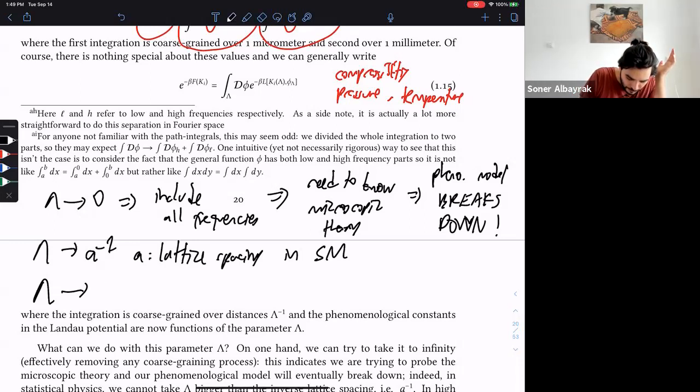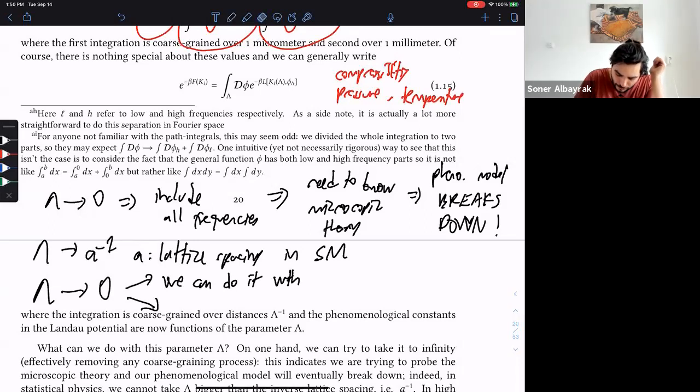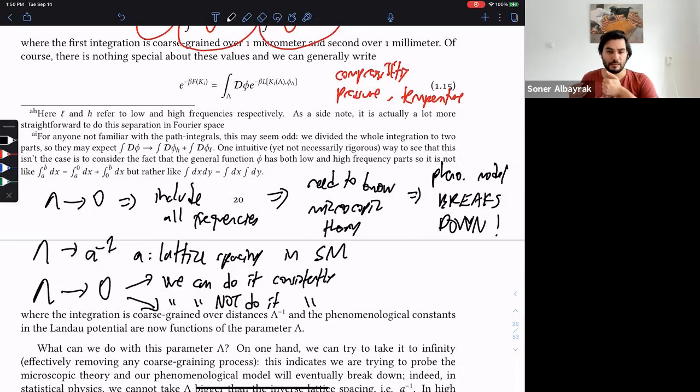And it can, or it cannot. There are two cases. We can do it consistently, or we cannot do it consistently. When we say consistently, it's because we actually get infinities when we take lambda to 0. So it really depends whether we can get rid of the infinities or not. That's the whole issue. If we can get rid of them consistently, then they are called renormalizable.